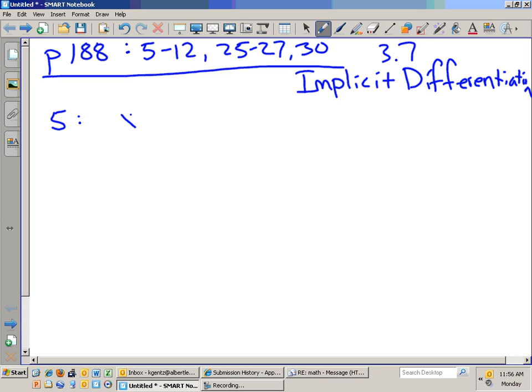Problem number 5 says x squared plus y squared is equal to 1. Let's just recall how we do this. The first step was we don't solve for y, we just take the derivative of each, okay? Do you remember what the derivative of x squared is? 2x plus 2y times y prime. For those who were not here on Friday, we learned why that happens.